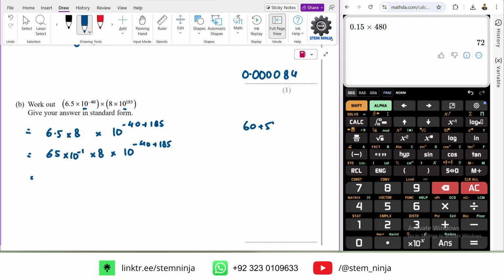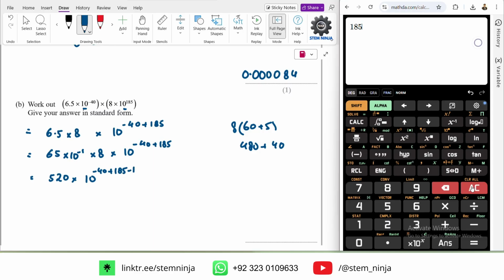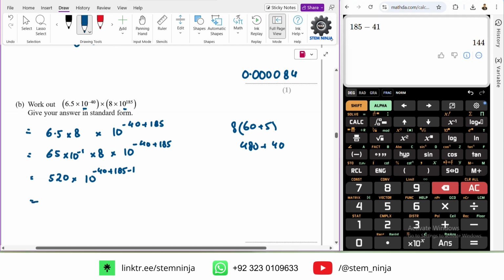So 60 plus 5 times 8. So 480 plus 40. So basically 520 times 10 raised to the power minus 40 plus 185 minus 1. So 185 minus 41, that is 144. 520 times 10 raised to the power 144.